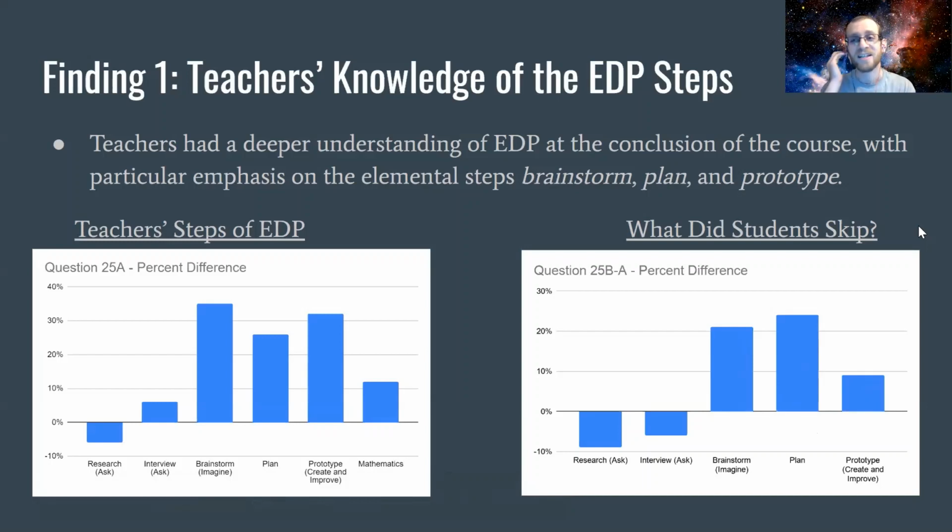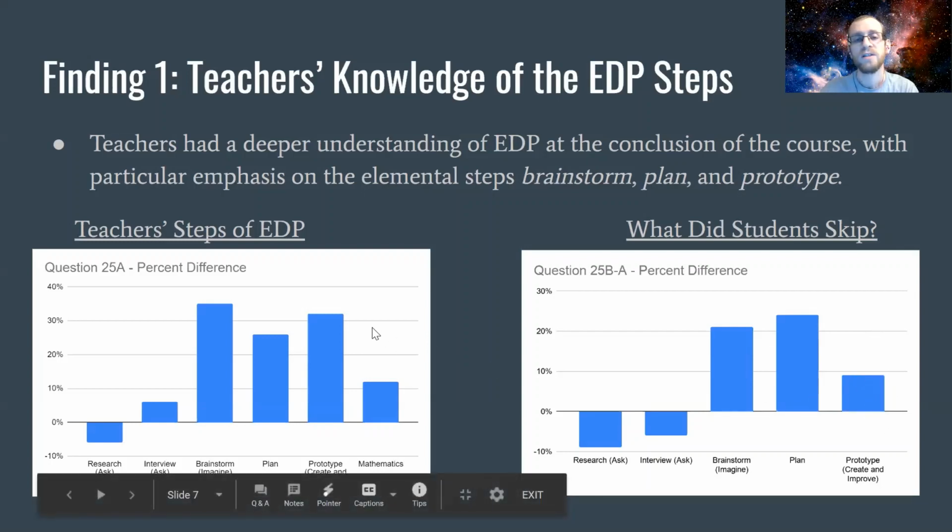So this is good because in the research, it's good because look, we did something. Now it looks like the course was somewhat effective, but also particularly because the research that's currently available shows that oftentimes what teachers struggle with most is the stuff at the end of the process, the prototyping, the creating and improving. So the fact that this is increasing is very, very encouraging.